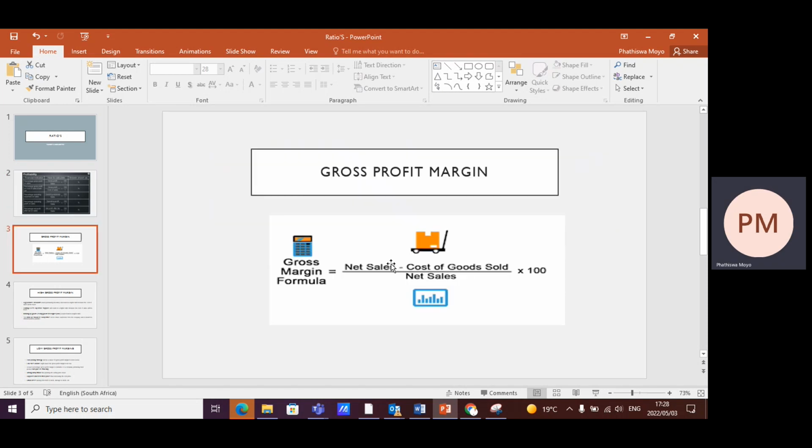So gross profit is your net sales minus cost of goods sold, divided by your net sales. So if you don't have any adjustment to the debtors allowances, it is your sales minus your cost of sales, divided by the net sales.